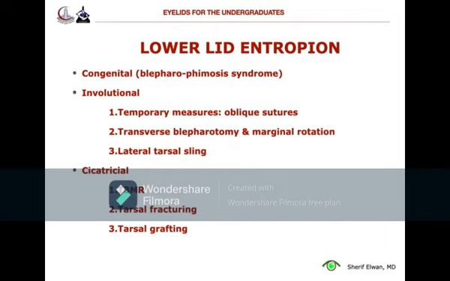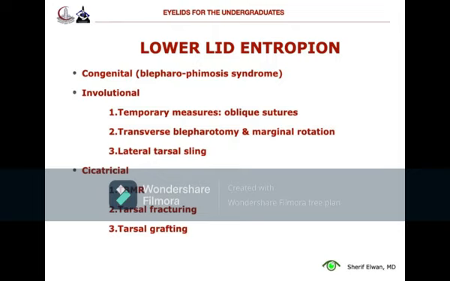Now we come to lower lid entropion, and this condition might be congenital, might be involutional, or cicatricial. Congenital in the disease known as blepharophimosis syndrome that I'm going to describe now. Involutional means age change, means it occurs with senility.